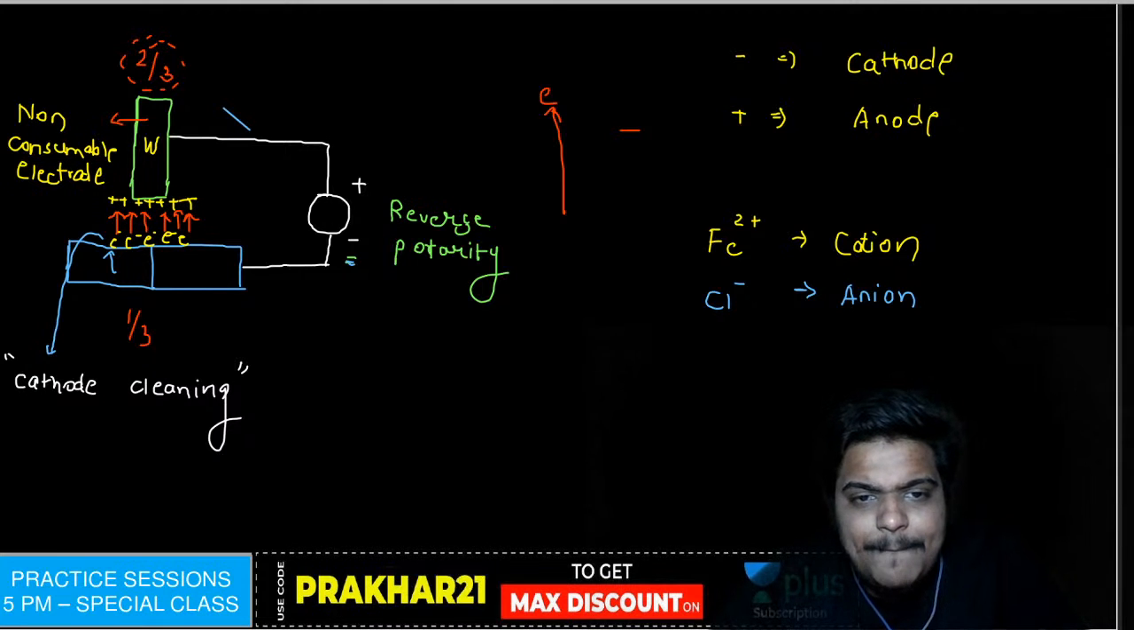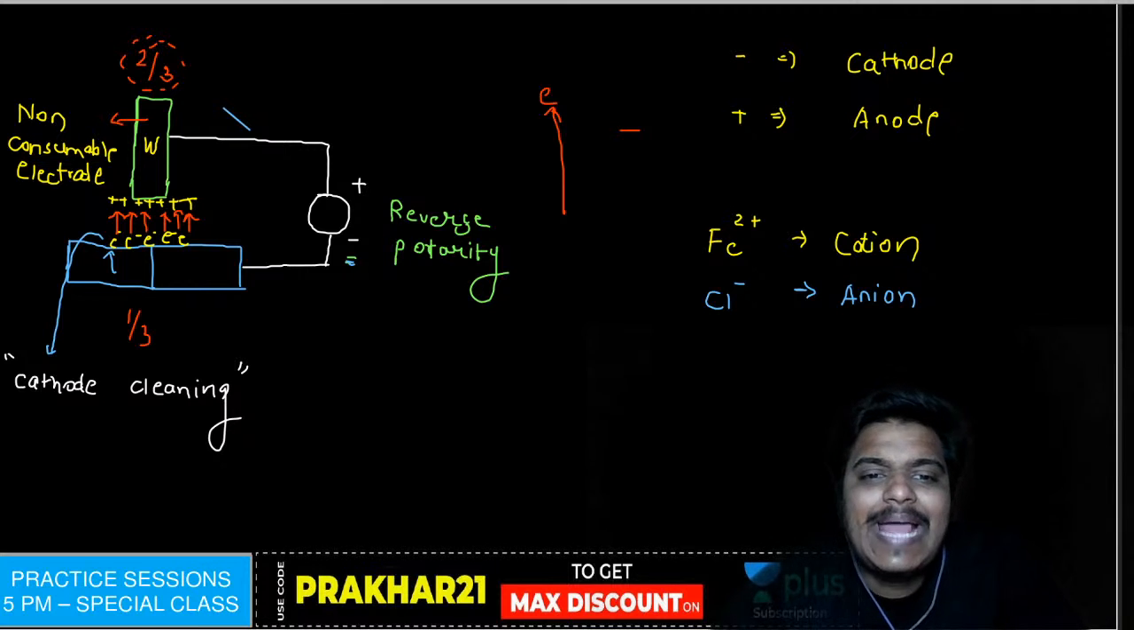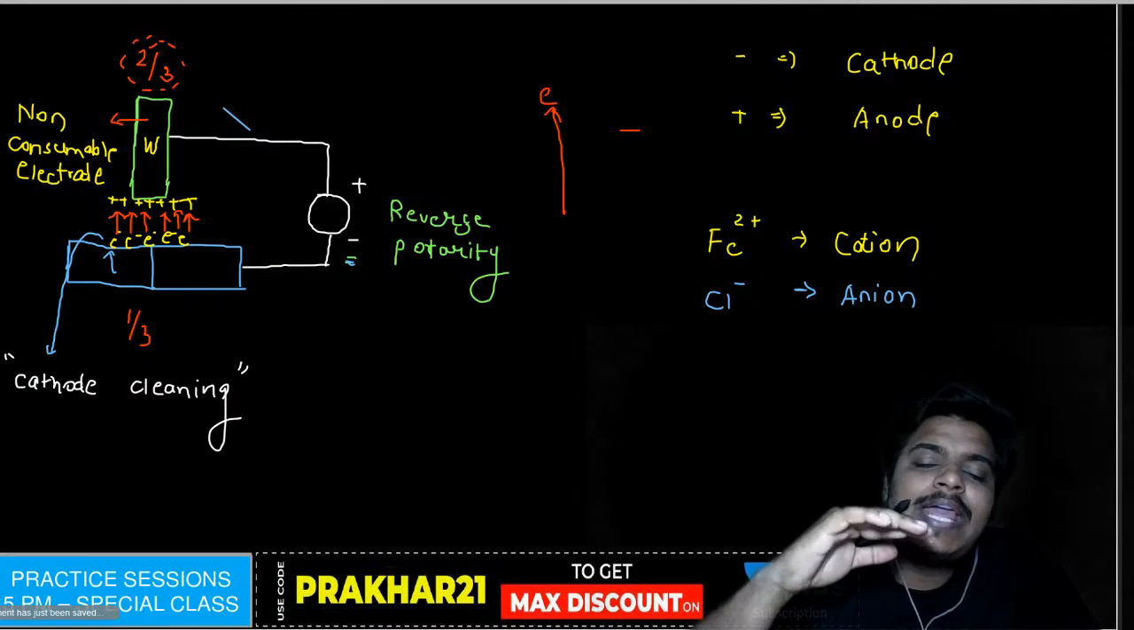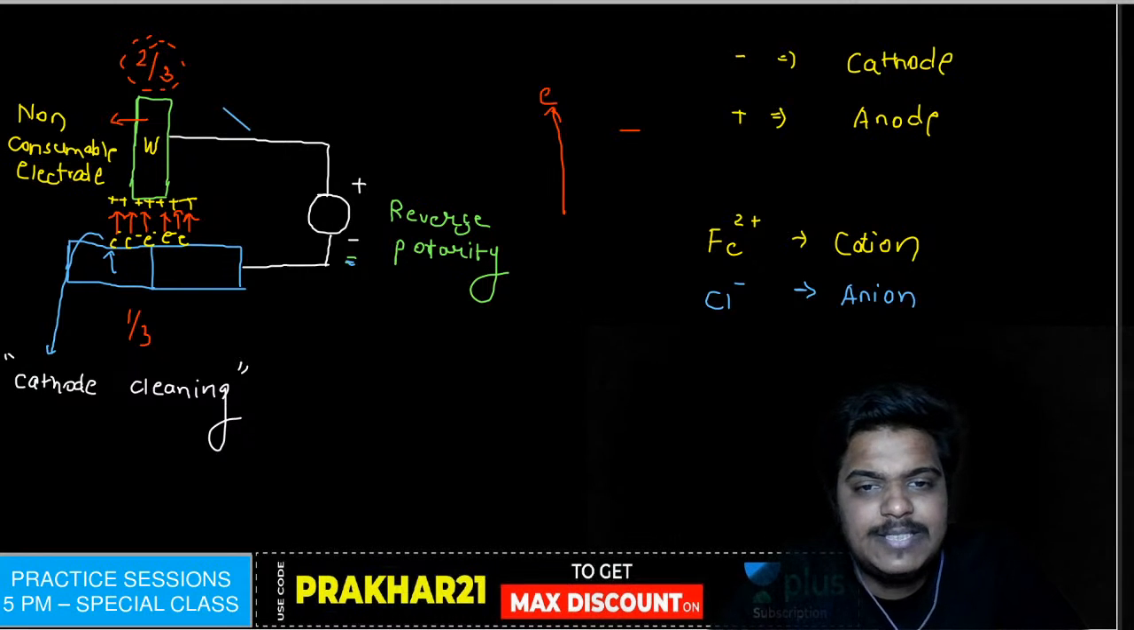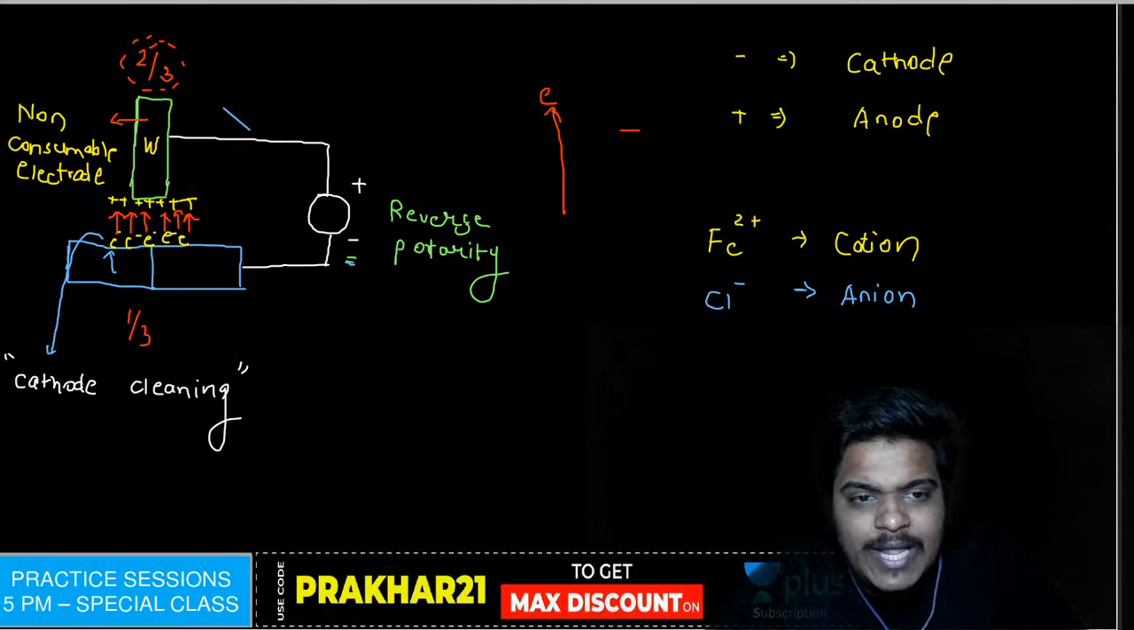Is it clear? What do you mean by cathode cleaning? Removing the layer of oxide from the workpiece. What is cathode cleaning? Removal of the layer of oxide from the workpiece. Is it clear?